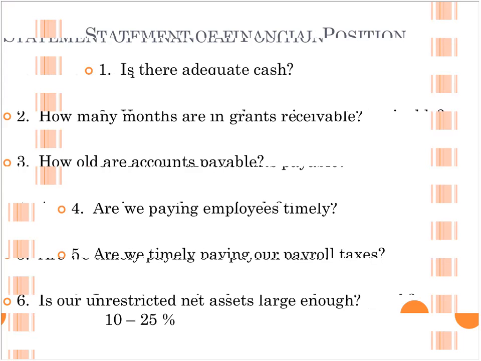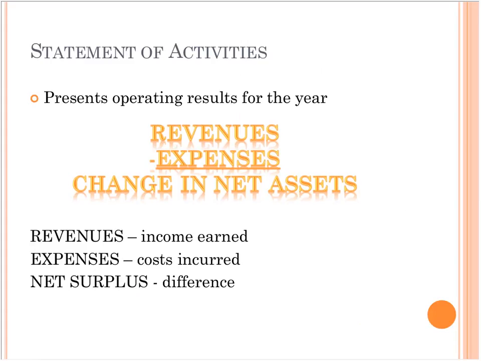The next major statement is the statement of activities, or the income statement, the operating statement. This answers the basic question, how did we do this past year? This presents the operating results. The basic formula for this statement is revenues minus expenses give us our change in net assets, or our surplus, or our profit, if you will. Revenues are the income that's earned, expenses are the costs incurred, and net surplus, or change in net assets, is the difference between those two.